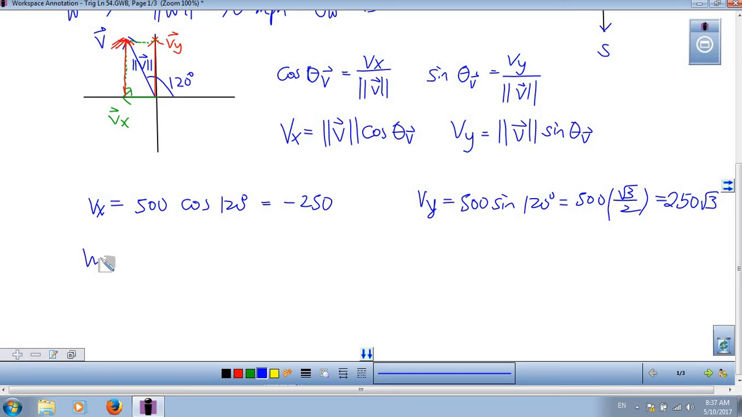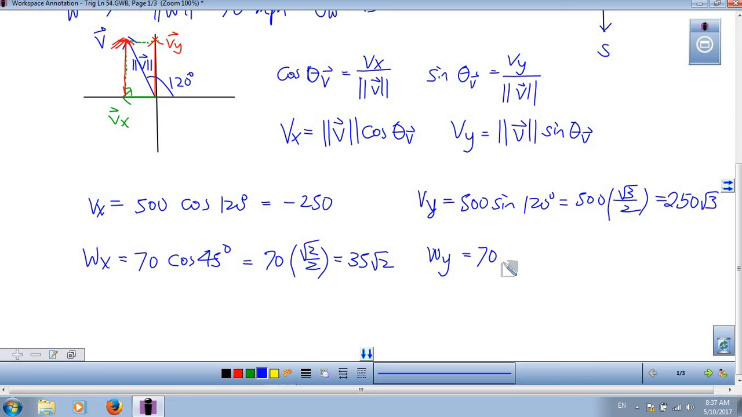Now what about Wx? Wx is 70, which is the magnitude, times cosine of 45 degrees. And so that would be 70 times square root 2 over 2, so it would be 35 square root 2. And Wy will also be equal to 70 times sine of 45 degrees. Now cosine and sine of 45 degrees are the same, so we would expect the same answer. It would be 35 square root 2 miles per hour as well. Alright, so those are the components for v and w.